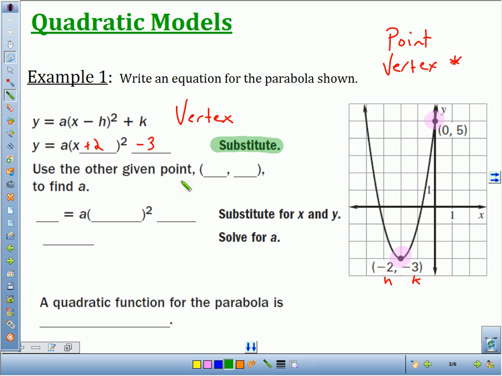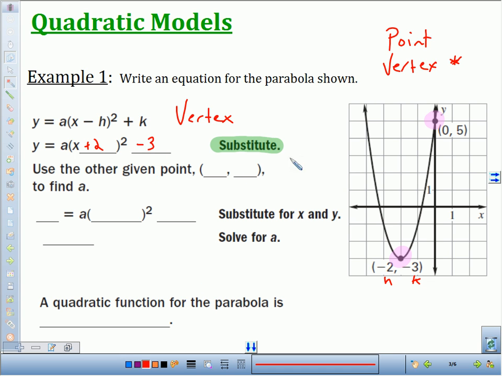Now what we want to do is use the other point that we're given, (0, 5), to find a. Because we need to find a. That's really what we're looking for in this case. The vertex being given to us tells us what most of the equation already is, but without a, we're not done. So we have to find a.